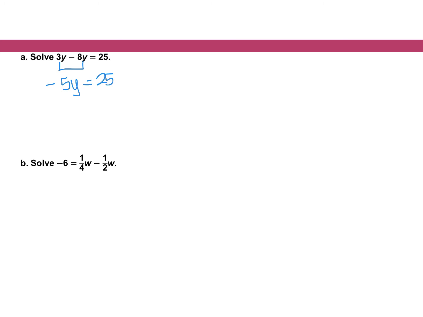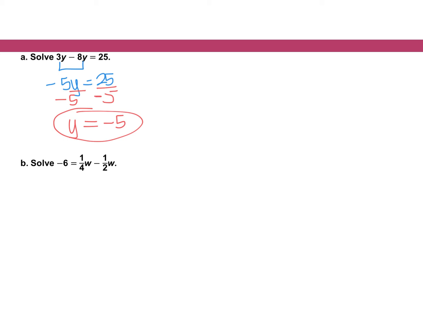So now, in order to get y by itself, I have to undo that negative 5. Well, negative 5 is being multiplied by y. So I'm going to go ahead and divide both sides by a negative 5. And I'm going to be left with y equals a negative 5. So the big thing on this one is that you had to combine your like terms. Same thing with part B.